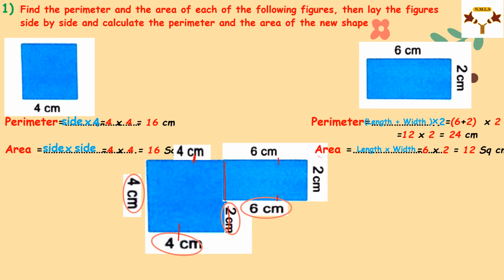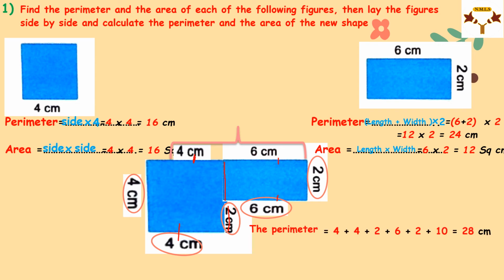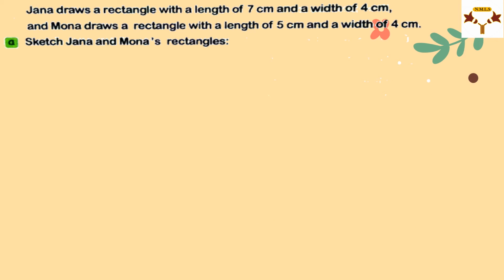Now I can get the perimeter. It will be 4 plus 4 plus 2 plus 6 plus 2 plus 6 and 4, it will be 28. So the perimeter will be 28 without getting the inner side. And the area, here the area for the square is 16, and here the area of this rectangle is 12. So I'm gonna make these two areas plus, 16 plus 12 equals 28.